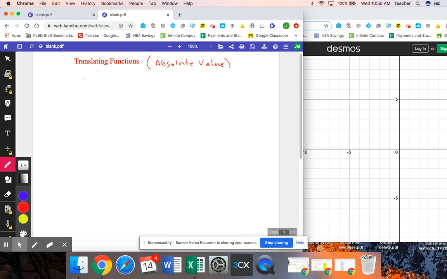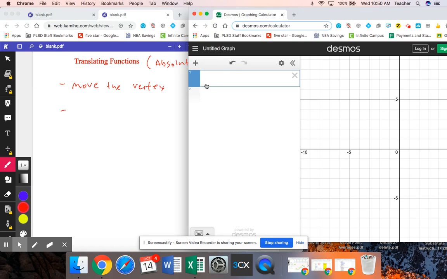Translating still means moving the vertex. In fact, let me write that. When you translate functions, you just need to move the vertex. That's that point at the bottom, that maximum or minimum point. All right. There's this basic function called the absolute value function.